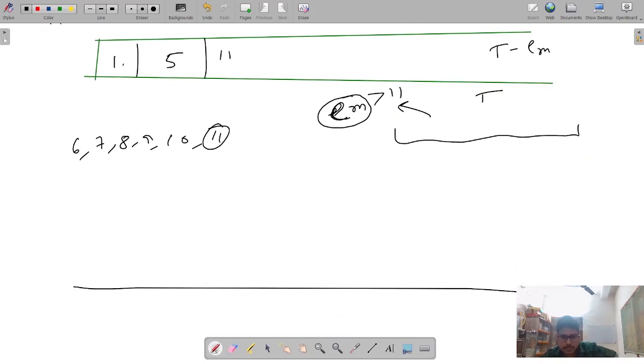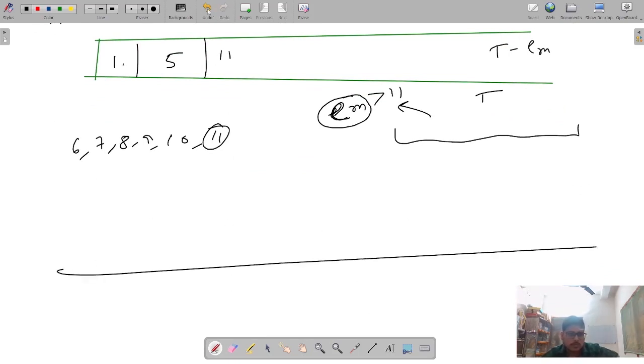So if I draw a line like this, suppose 11 is here, then the number of elements in our array, if it is m, then m is the number of elements greater than 11, okay? M number of elements is greater than 11.